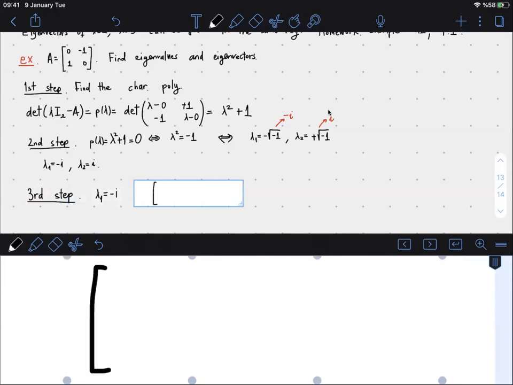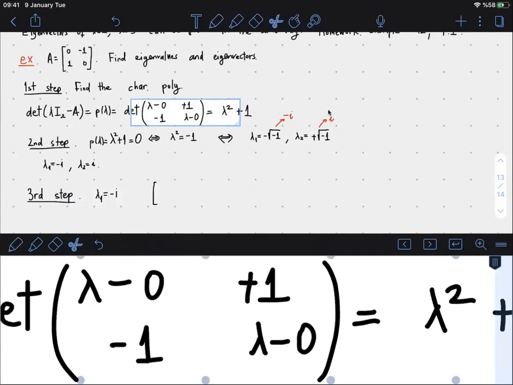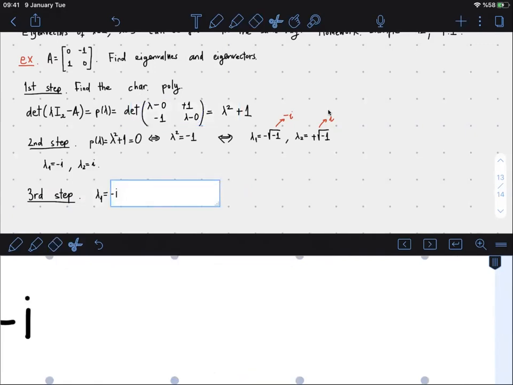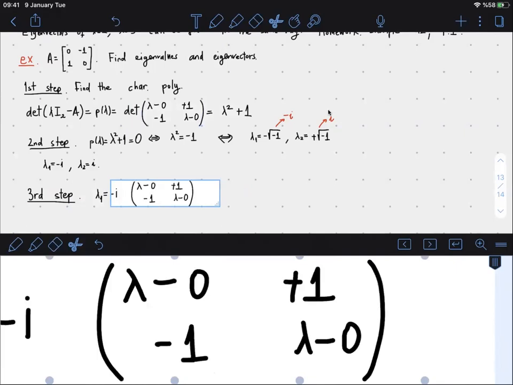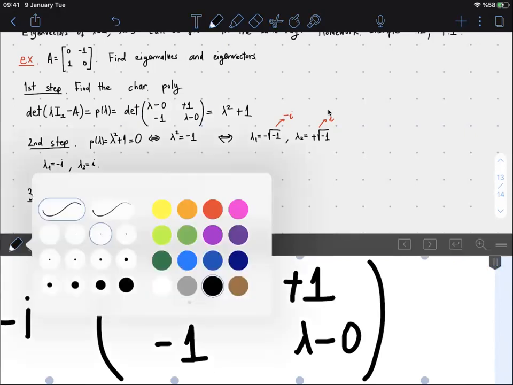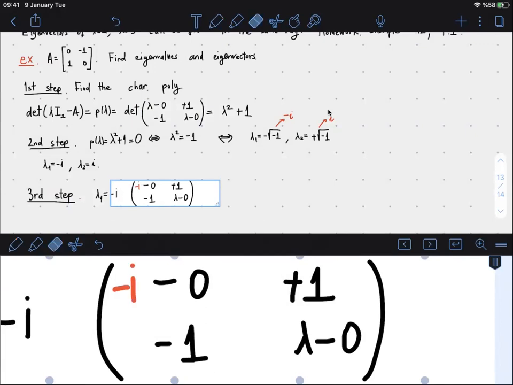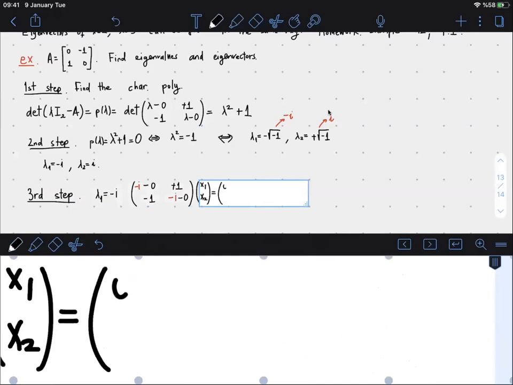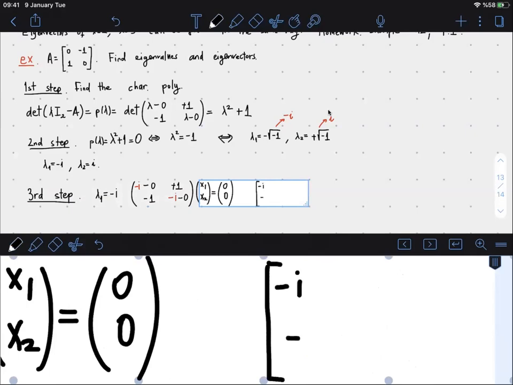I take this matrix, copy, and paste here. Instead of lambda, what do I write? In this case I write -I, and on the diagonal I write -I as well. Then I write x1, x2 here, and make it equal to 0. The eigenvectors are solutions of this equation. If I write this in the augmented matrix form: -I, -1, +1 and -I, and 0 and 0.